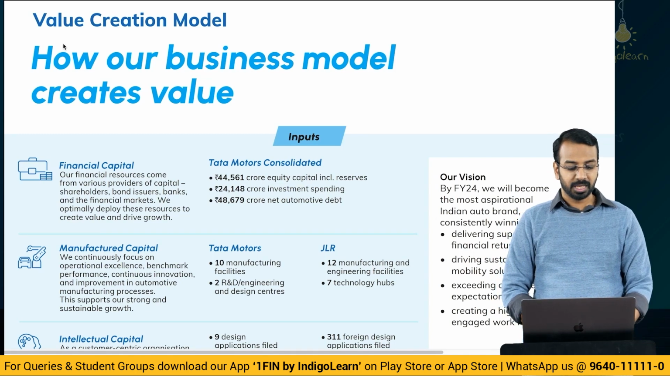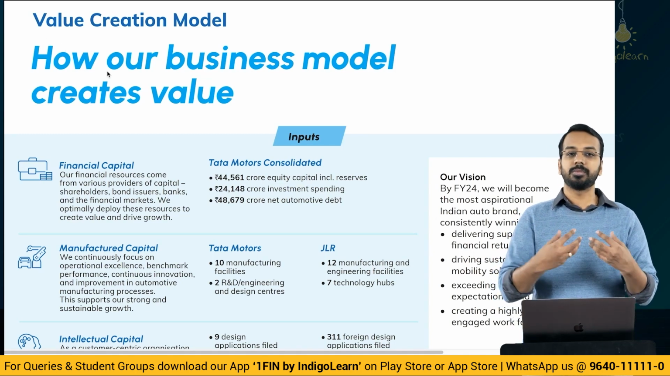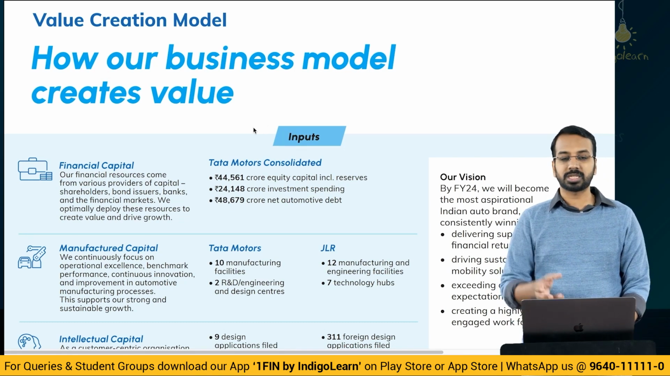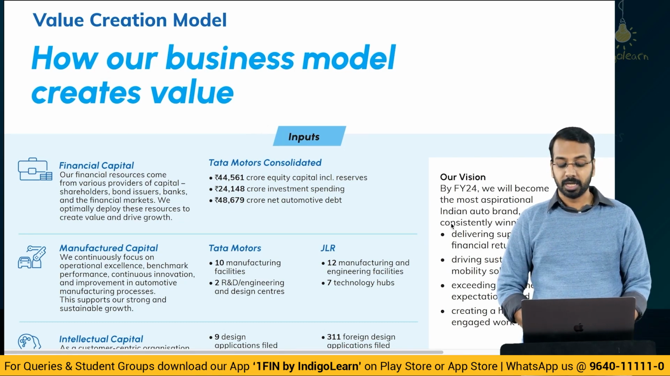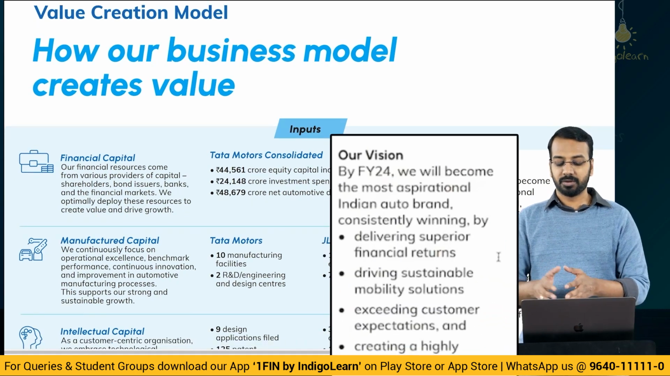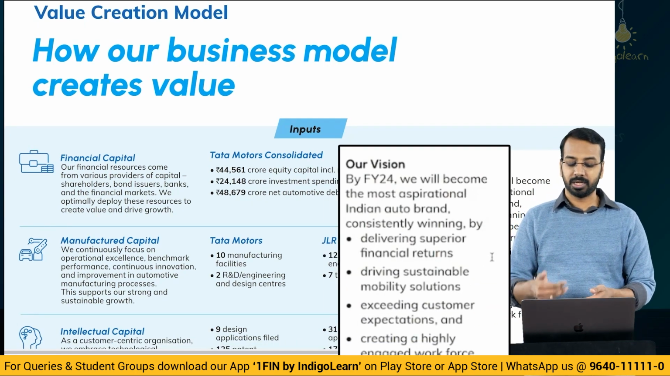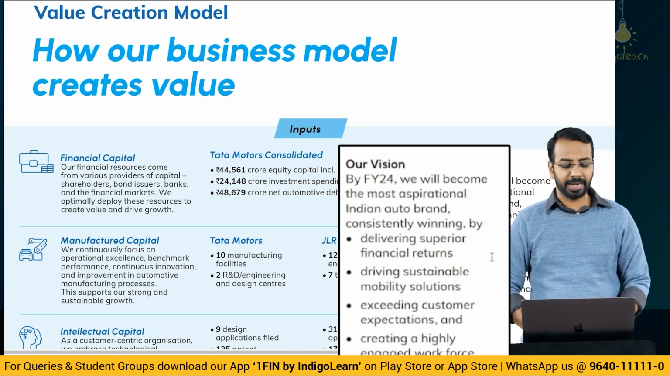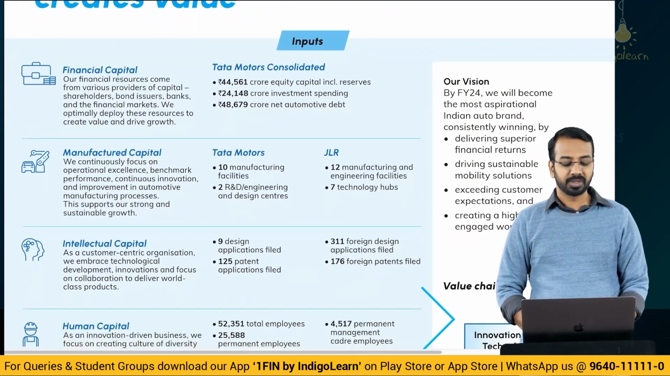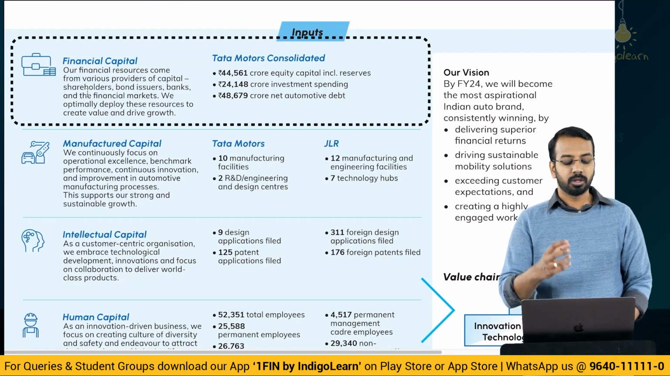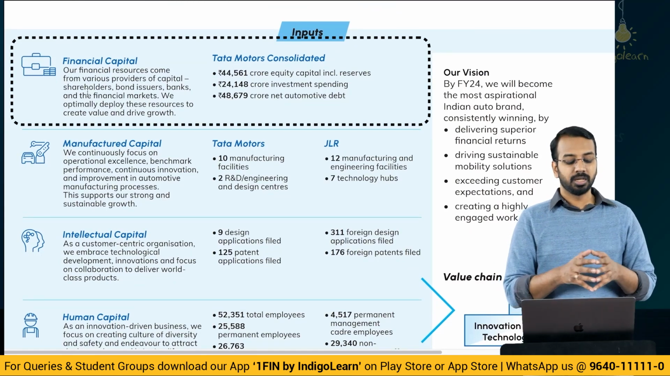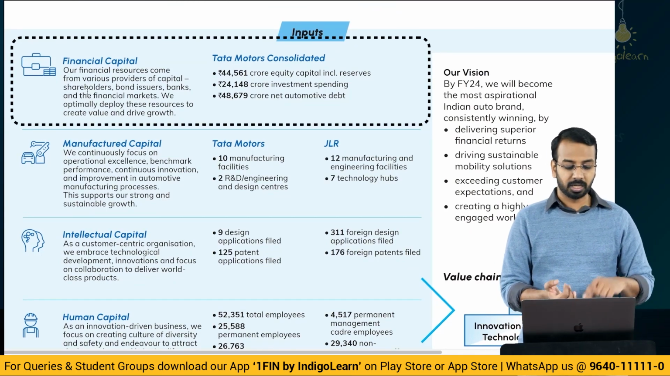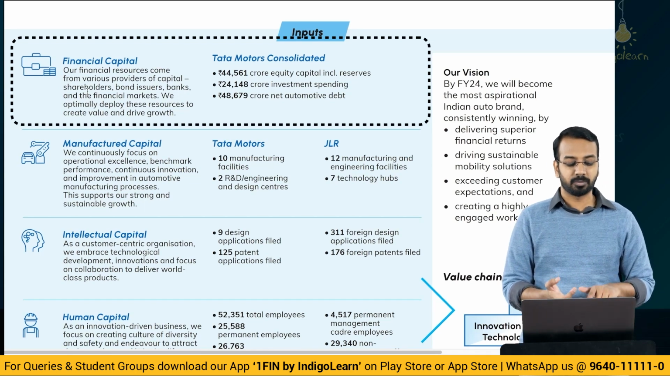So now here if you see the value creation model, how our business model creates value. So how does the business model create value? By using those capitals, the inputs that we spoke about, to achieve the vision. They have mentioned their vision, to be the most aspirational Indian auto brand, consistently winning by doing so many things. These all keep on changing, right? But if you look at the inputs, the capital, financial capital. So financial capital is what? Financial resources. So that is your shareholders fund, bonds, banks and the financial market.